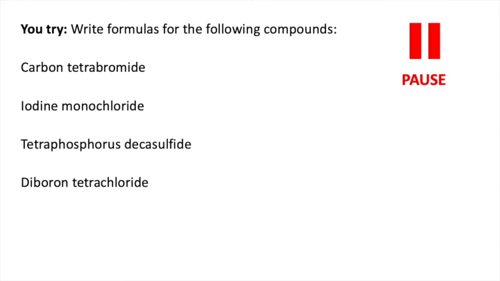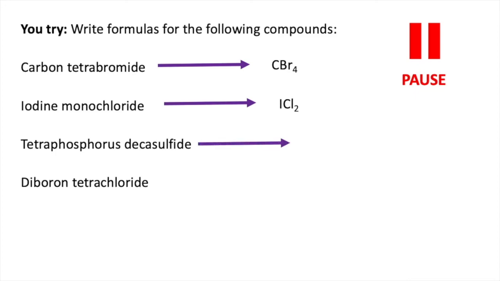Welcome back. Here are the answers. Carbon tetrabromide becomes CBr4. Iodine monochloride becomes ICl2. Tetraphosphorus decasulfide becomes P4S10. Diboron tetrachloride is B2Cl4.